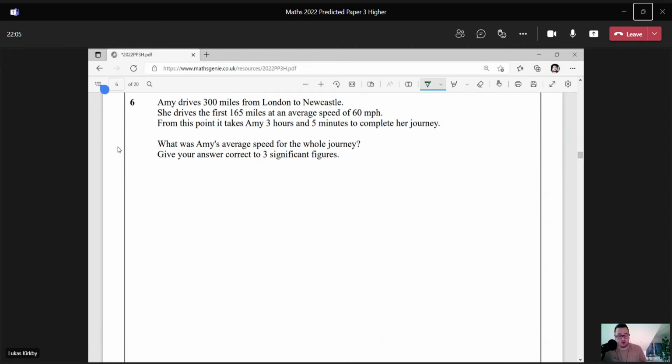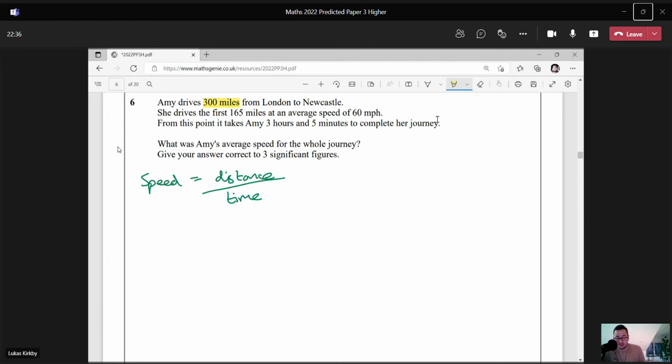Okay, so the first thing we want to remember is that speed is distance over time. So if we want the average speed for the whole journey, we need to know the whole distance and we need to know the whole time. Now the whole distance, they've already given us. So she drives 300 miles from London to Newcastle. So that's the total distance there. And we just need to figure out the total time then.